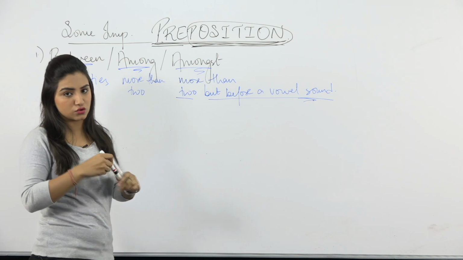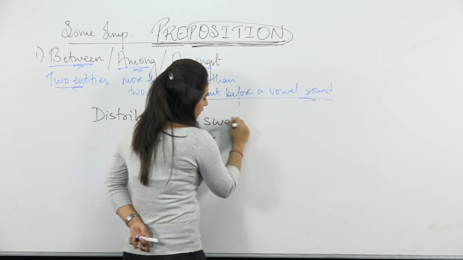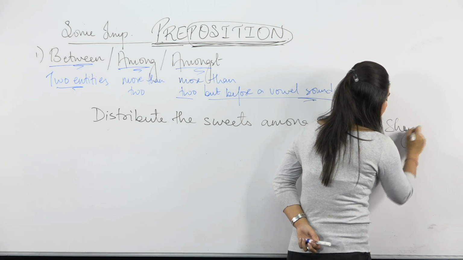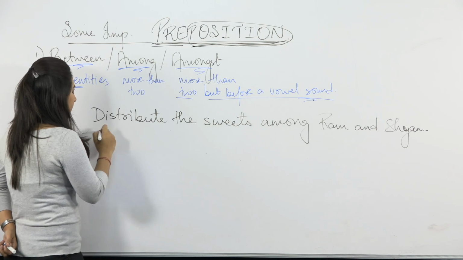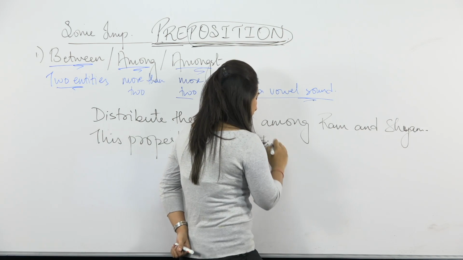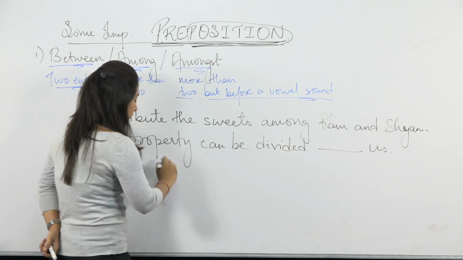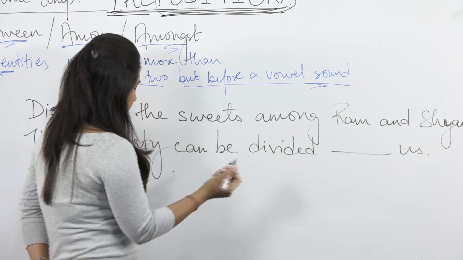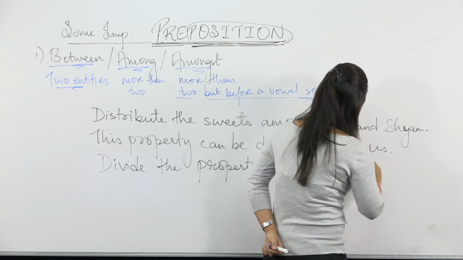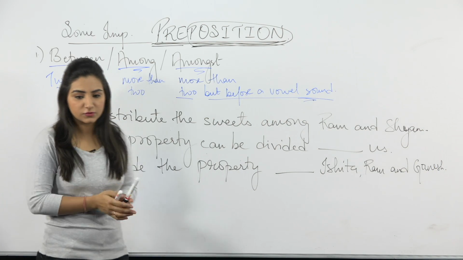Now let's discuss some exercises over here, right? Distribute the sweets among Ram and Sham. Now you have to tell me what is correct and what is incorrect in this sentence. ठीक है? This property can be divided dash us. Divide the property dash Ishita, Ram and Ganesh. Now tell me, what should I place here?